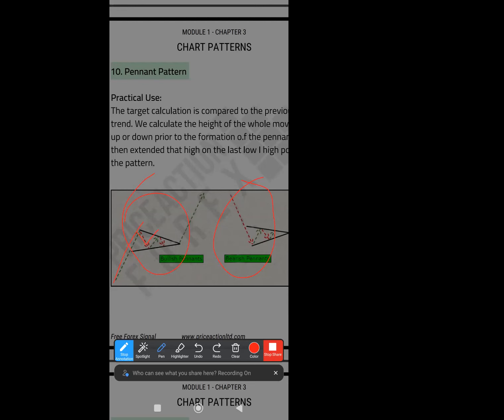Another difference is that it occurs when there's a long movement, as in a fast movement in the market, it tends to consolidate more. The breakout also creates another fast movement, which is then exhausted.